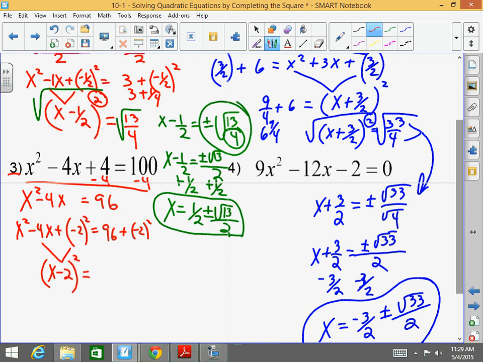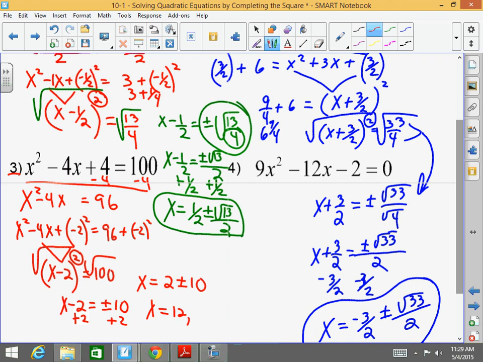Squared. What's 96 plus 4? 100. How do I get rid of a power of 2? I square root it. So I've got x minus 2 equals plus or minus 10. Add 2 to both sides. So x equals 2 plus or minus 10. Please remember what that means. That means x equals 2 plus 10, which is 12, and 2 minus 10, which is negative 8.